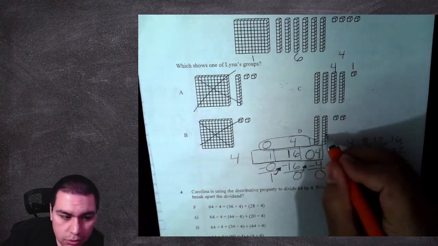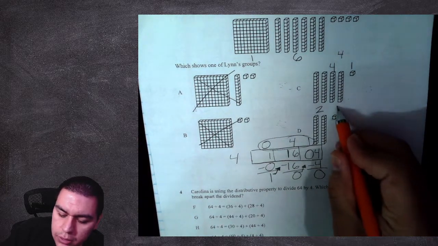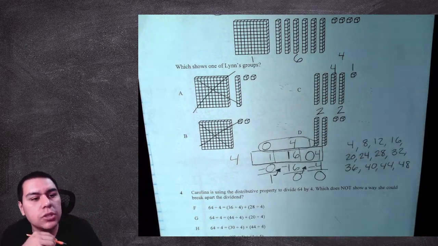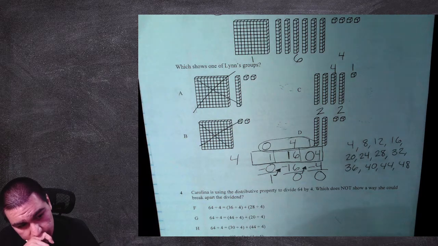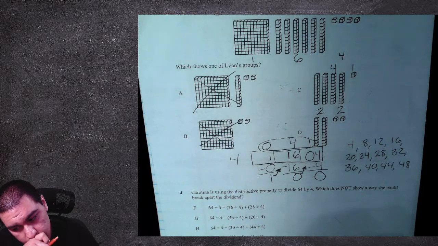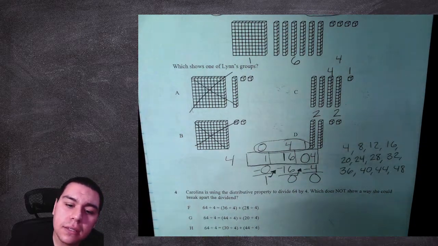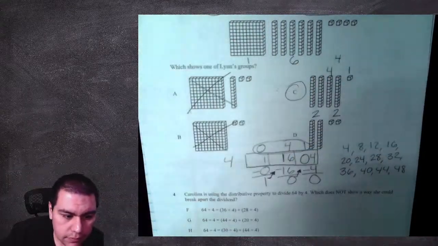D has 2 10s, 10, 20. And 2 1s, 2, 22. So who can tell me which one of my answer choices should I pick? Kylie? Should I pick C or D, Kylie? C. Okay.